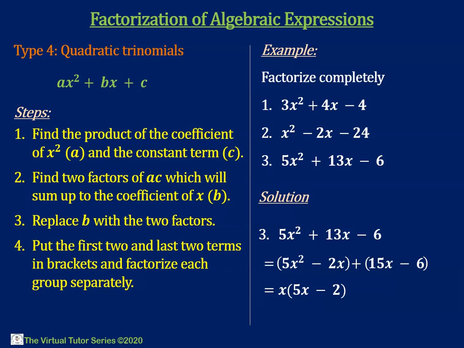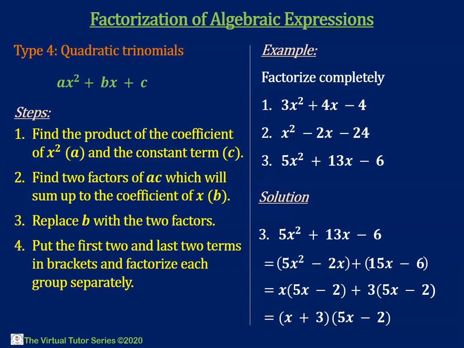Also, the common factor of 15x and negative 6 is 3. So the second group factorizes into 3 into bracket 5x minus 2 bracket closed. We now put x plus 3 in bracket and set it against 5x minus 2. Great. This should suffice for the factorization of quadratic trinomials with one variable.